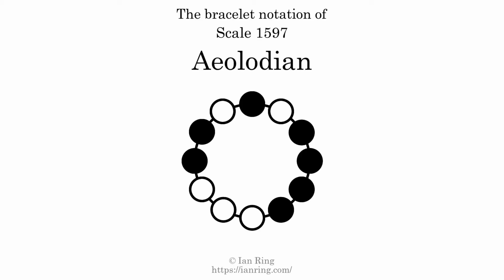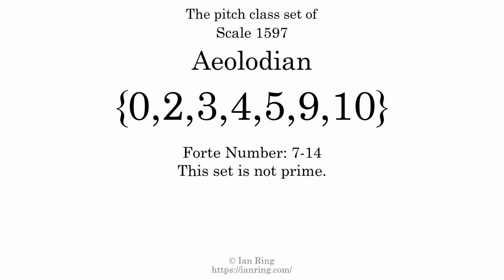This is a bracelet notation diagram of scale 1597. The shaded circles represent tones that appear in the scale, and they are read clockwise, starting at the top. The pitch class set for this scale is 0, 2, 3, 4, 5, 9, 10. The forte class is 7, 14. This set is not prime.